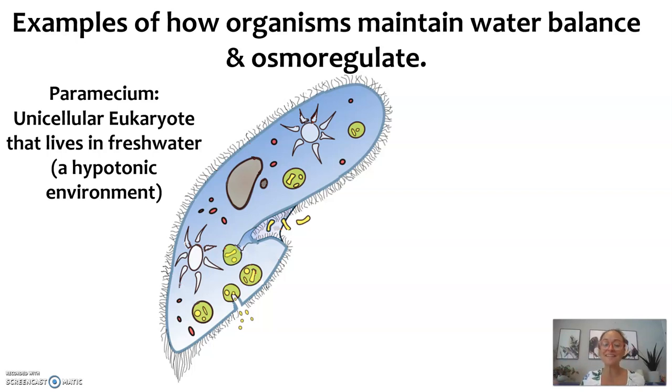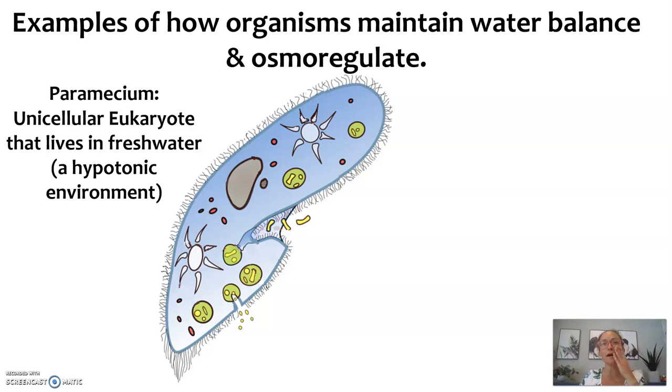We're going to focus on different examples of osmoregulation, or how organisms can control or maintain water balance so that their internal environment is, in animals, isotonic to their external environment. So let's start with a unicellular eukaryotic organism called a paramecium.